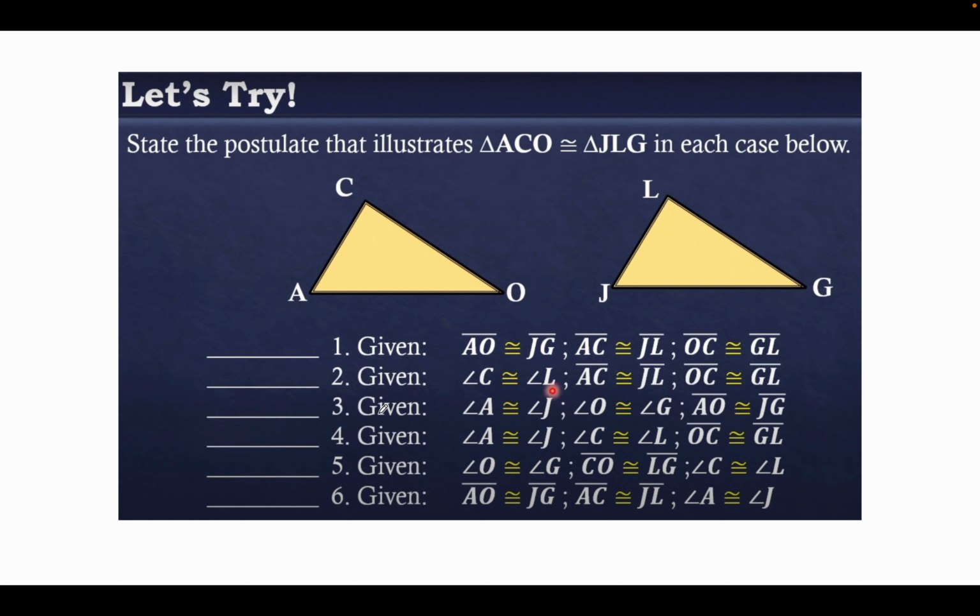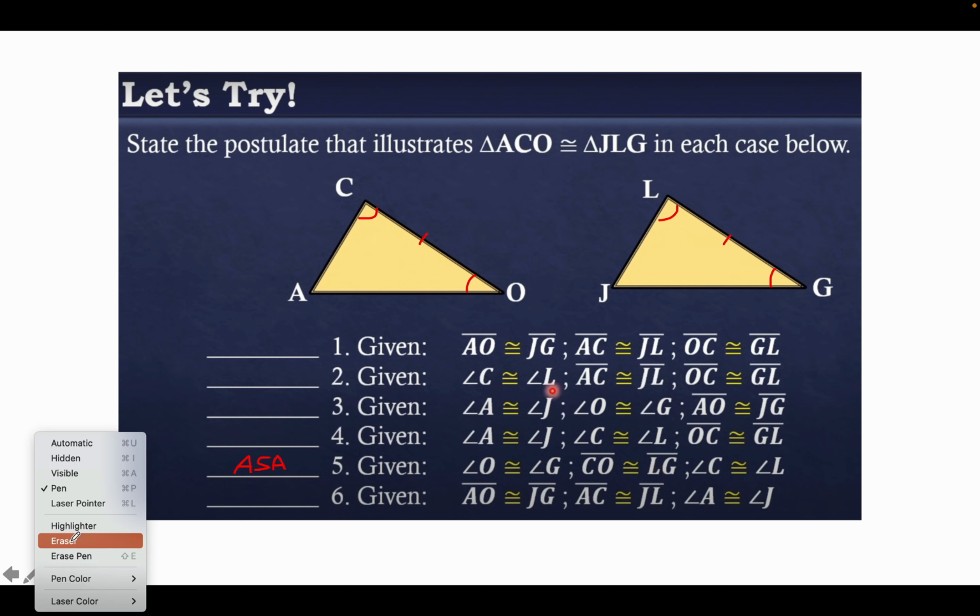Next, number 5. Angle O is congruent to angle G. Then, side OC is congruent to side LG. And angle C is congruent to angle L. So what congruence postulate? SAS, po. Ay, ASA, po. ASA. Okay, ASA.